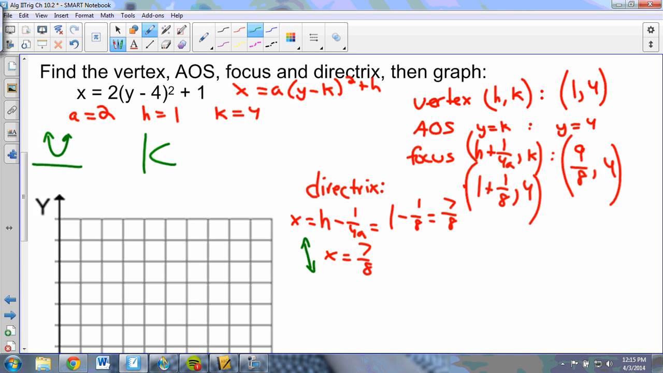Is there a reason on the focus where you didn't put the 1 with the 1/8? Well, yeah, 1 plus 1/8 is 9/8. It's h plus 1 over 4a, and I actually put them together. Yeah, 1 plus 1/8 is 9/8. So would the directrix ever go diagonal? It can. It is possible, but we're not going to mess with it. It makes things substantially harder.